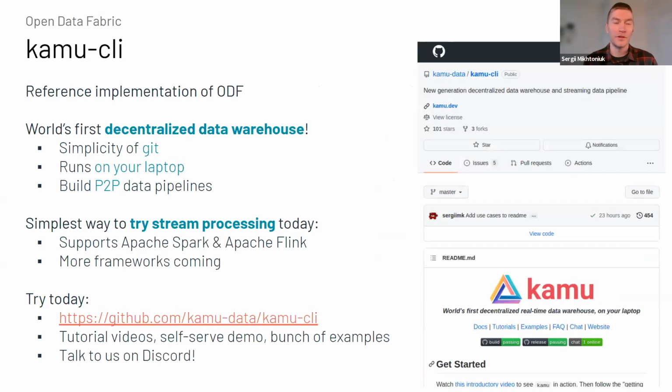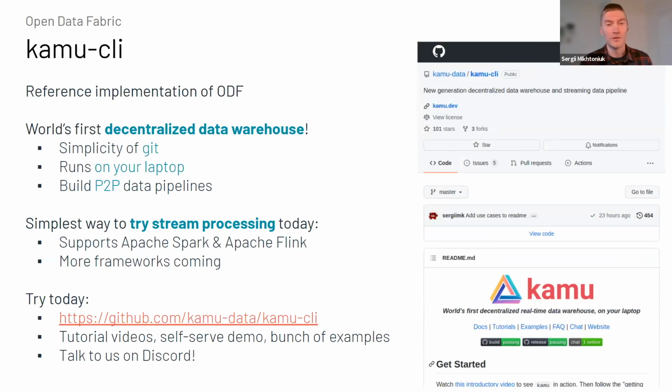So CMU-CLI is the tool. It's our main product that we're building. It's the reference implementation of the ODF protocol, and it's essentially the world's first decentralized data warehouse. It's as simple to use as Git. You can run it on your laptop and start building peer-to-peer data processing pipelines and collaborate on these pipelines with other people.